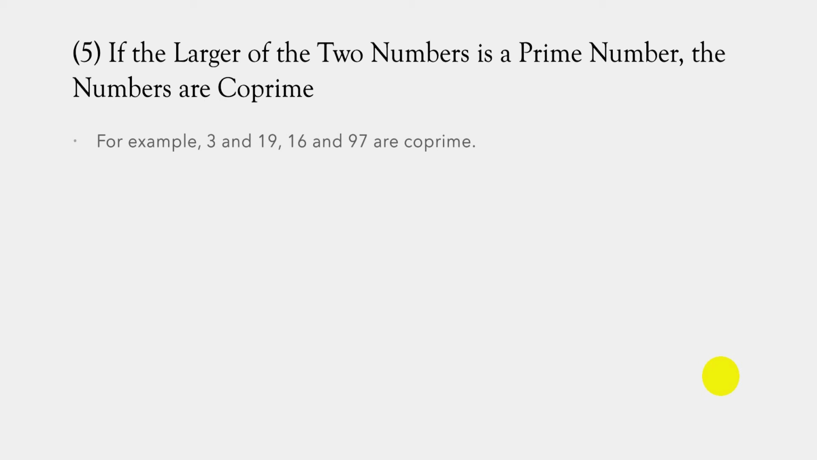Because if the larger number is a prime number, then it can't have any common factors with the smaller number. So because 19 is a prime number, 3 is coprime with it. Also, 97 is a prime number, so 16 is coprime with it because it is smaller.